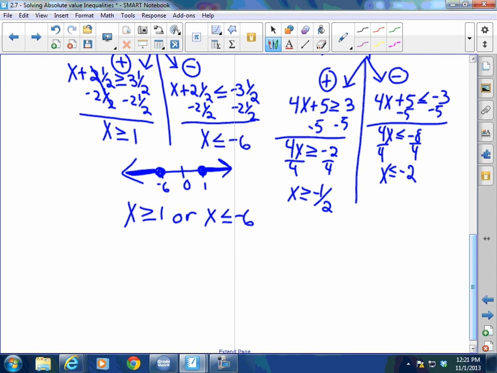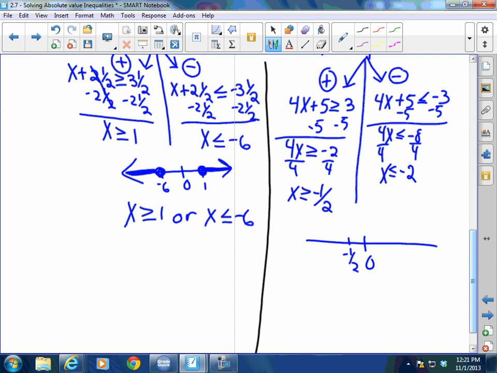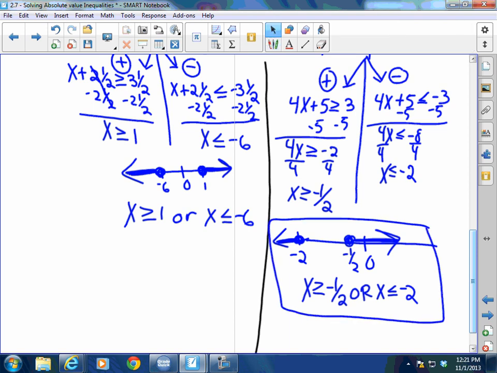Now let's graph it. Okay, let's graph these. I don't want to get confused. Let me just do that. Okay, so I've got 0. I got negative 1/2. I got negative 2. X is greater than or equal to negative 1/2, closed circle to the right. X is less than or equal to negative 2, closed circle to the left. Is this an and or an or? So I can go ahead and leave them as separate inequalities. And that there, my friend, is how you solve compound inequalities.